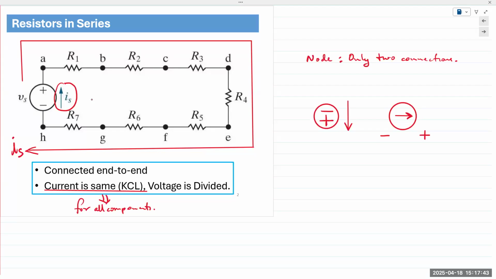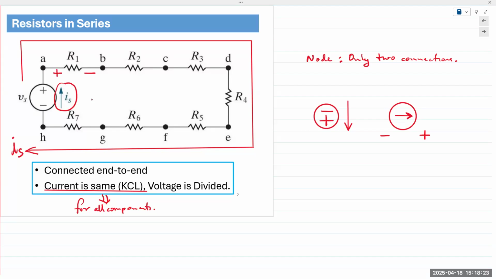Okay. So if current moves and goes through R1, R2, R3, 4, 5, 6, 7, it's entering R1 from the left, causes a voltage drop. Voltage appears across that resistor, Ohm's law. So what is the voltage polarity for R1? On the left, is it plus or is it minus? Where is the plus? Is it on the left or the right? On the left. Point of entry for a passive component.